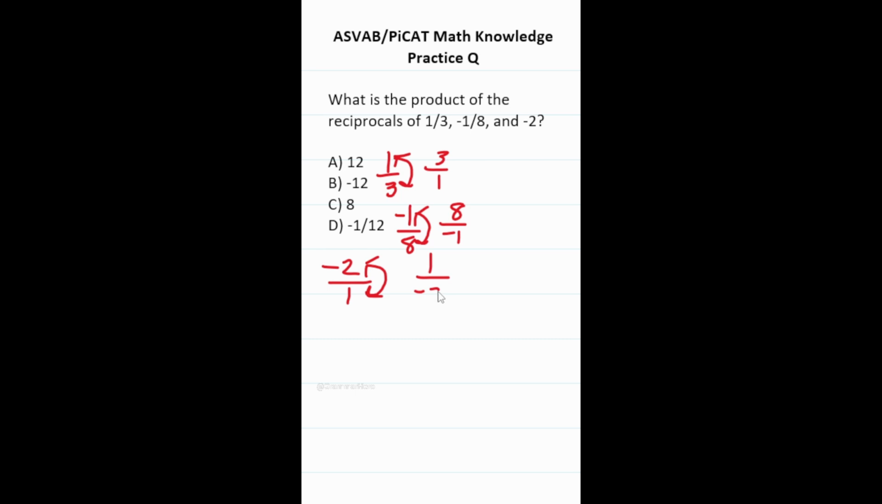So this is 1/2. We got to find the product of these reciprocals. So that means we're going to multiply them all together. This becomes 3/1 times 8/1 times 1/2. Multiplying fractions, so just multiply straight across. 3 times 8 is 24 times 1 is 24. 1 times -1 is -1. -1 times -2 is +2. 24 divided by 2 is 12.